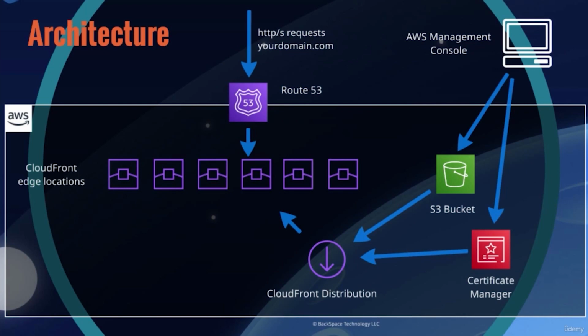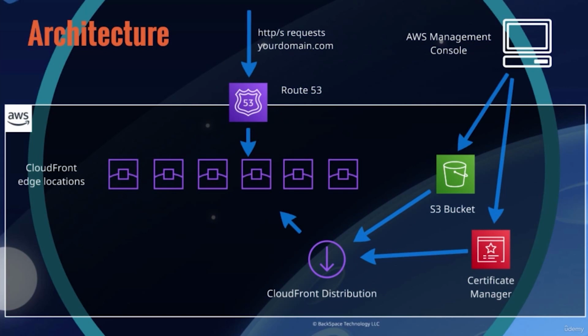Once we've got that working, we're then going to create a CloudFront distribution based upon the contents of that S3 bucket. Now, that CloudFront distribution will then be delivered to the many CloudFront edge locations across the globe. When we've done that, we're then going to create an SSL certificate using the AWS Certificate Manager, and then we're going to associate that SSL certificate with our CloudFront distribution. And that is going to allow us to have HTTPS addresses for our domain.